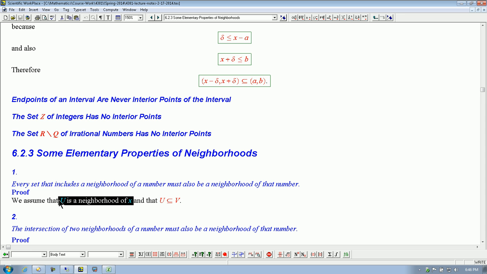What does that mean, U is a neighborhood of X? It means there exists delta. By the way, you don't have to use the letter delta. You want to use an R. You can use a pink balloon, a banana, right? So anyway, there exists delta greater than 0 such that the interval centered at x with radius delta is a subset of the given set.